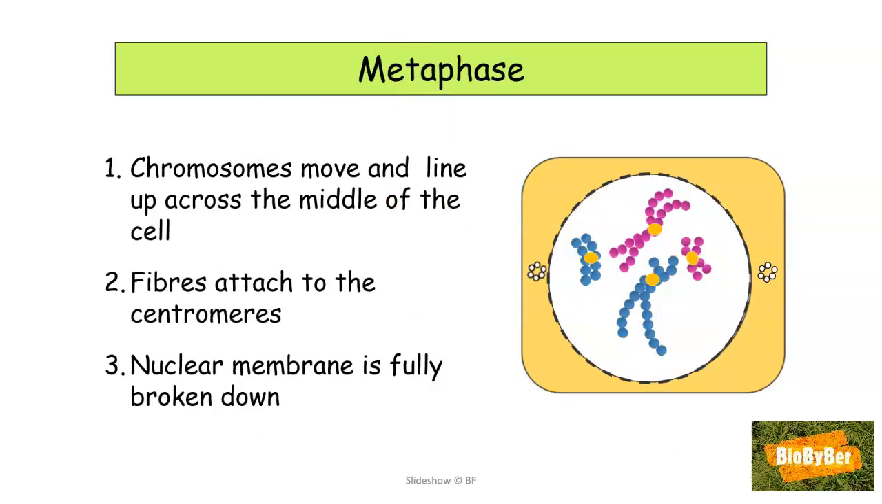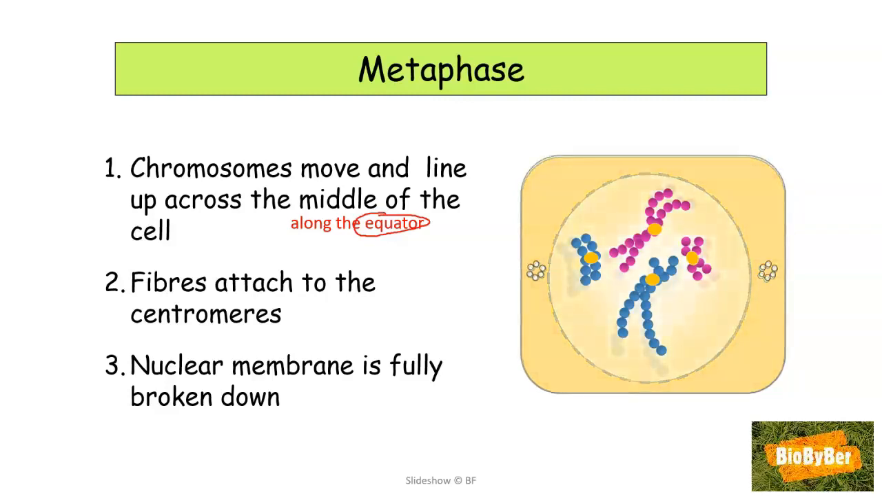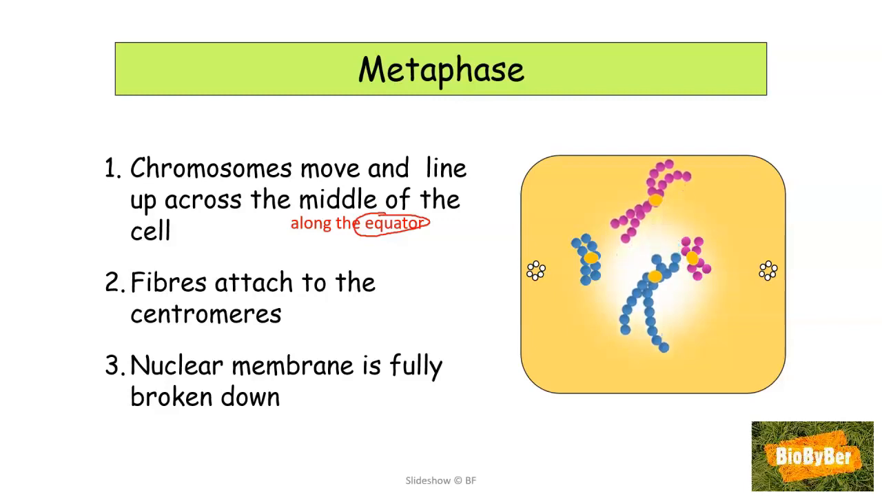In metaphase, the chromosomes will move and line up across the middle of the cell. They line up along the equator. The equator is a science word for a straight line, hence you have the equator across the centre of the planet. In metaphase, the fibres which are produced by the centrioles will attach to the centromeres. And finally, the nuclear membrane is fully broken down.